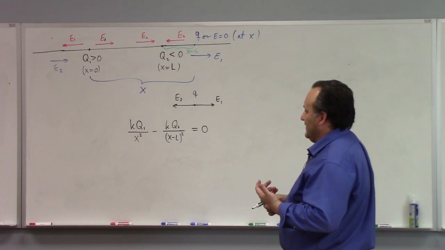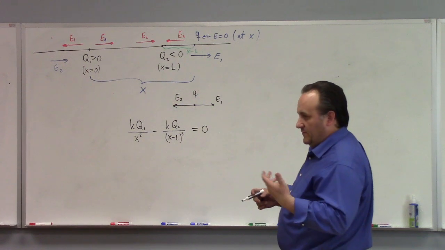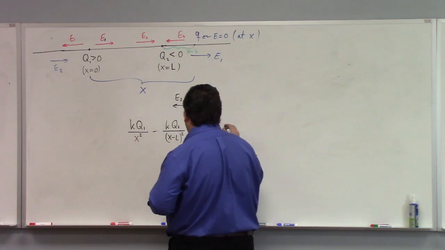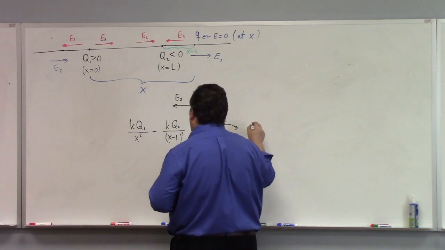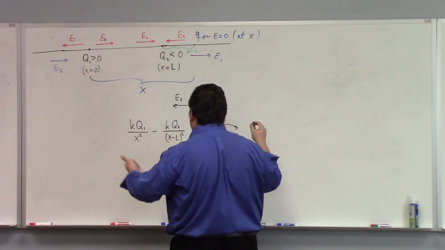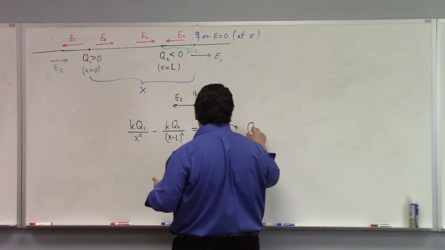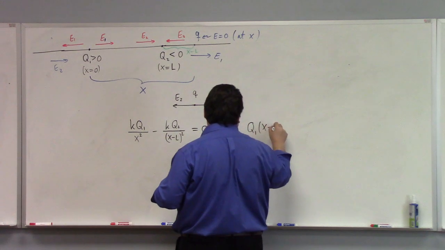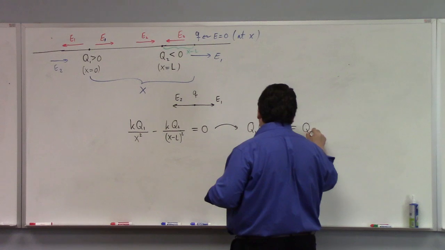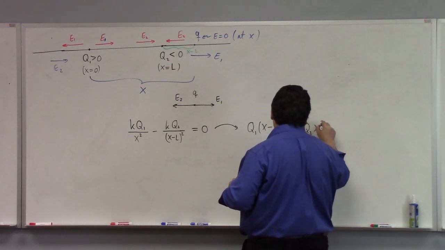Now we can't actually solve this for arbitrary Q1 and Q2 except to set it up, and we can set it up. So this gives us, we cancel the K's out, and we get Q1 times X minus L squared equals Q2 times X squared, apparently.